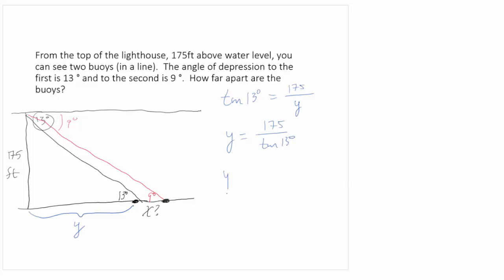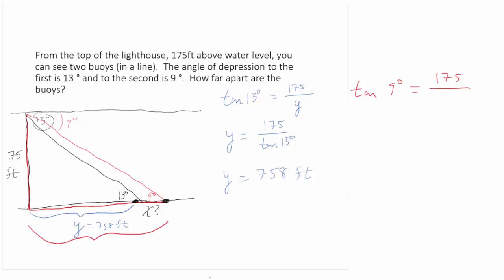And so then y would equal 758 feet, using a calculator for that. So now, if I look at that lower triangle, I'm going to outline it here in red. Let's look at this red triangle now. I now know that y is equal to 758 feet. And I can now use again a tangent argument with the 9-degree measure. So looking at the tangent of 9 degrees, I know that that would equal 175 over that distance.